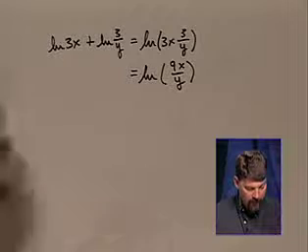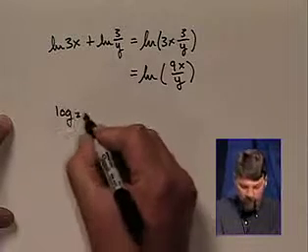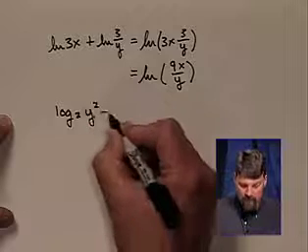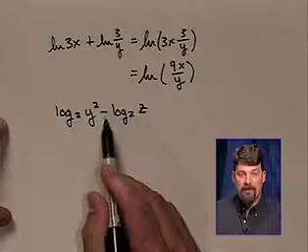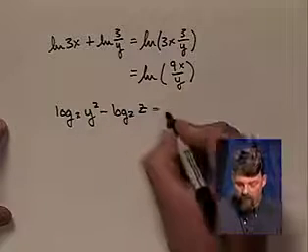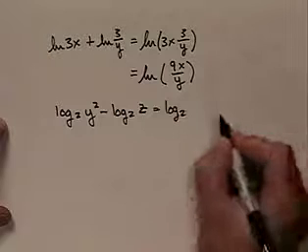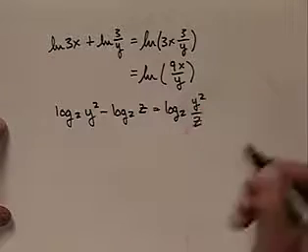Second one, we had the log base 2 of y squared minus the log base 2 of z. Now here we have a difference, so we're going to write this as the log of a quotient. And this is going to be the log base 2 of y squared divided by z.